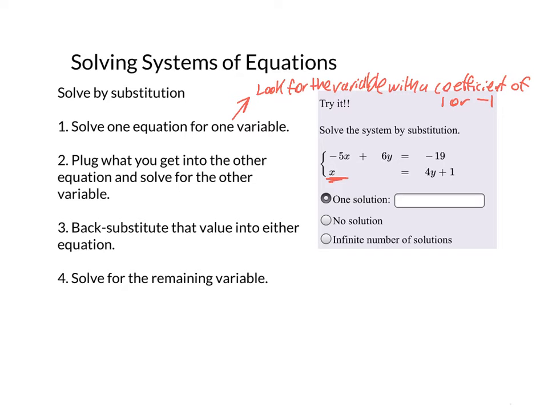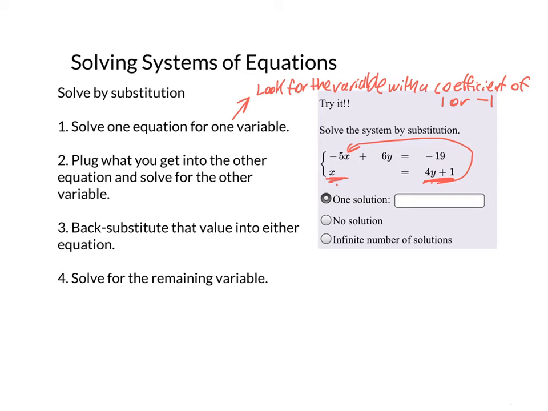Then we plug in what we get into the other equation and solve for the other variable. So you're going to take what you get when you solve for this one variable. You're going to plug that back into the other equation where you have that variable. Then you're going to solve what you get. It'll just be a regular linear equation with one variable. That'll give you one of your two answers that make up your ordered pair solution. Then you'll take that number, back substitute that value into either equation. It won't matter which one you pick, and then solve for the remaining variable.